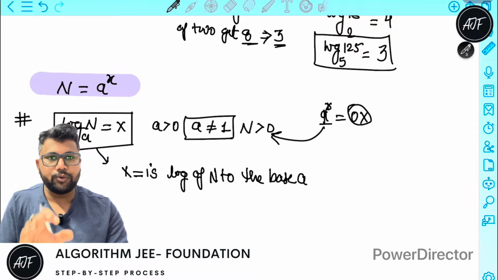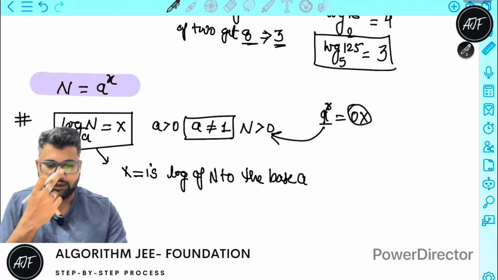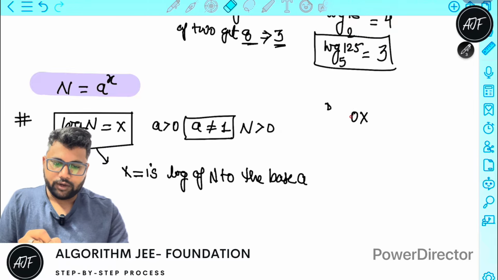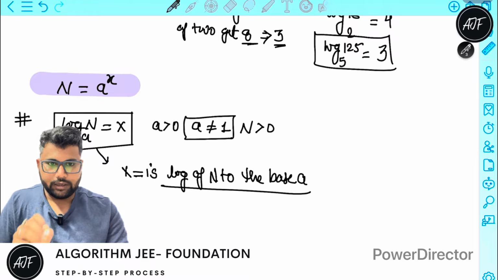So that's why we do not use 1. The third condition is that a is also greater than 0. Meaning, if you use the logarithm, that value is also greater than 0. So the three conditions are now satisfied. After that, the condition x is represented like this: x is log of n to the base a.